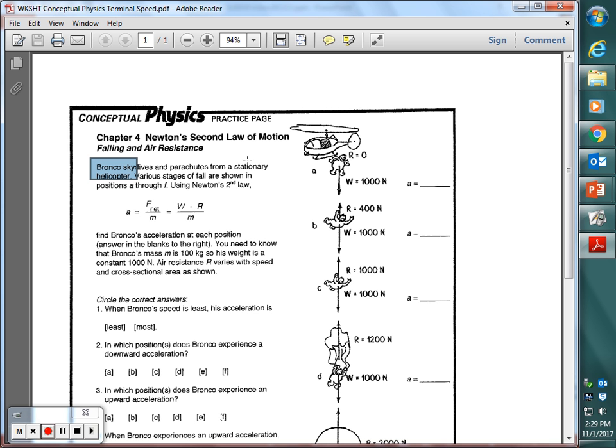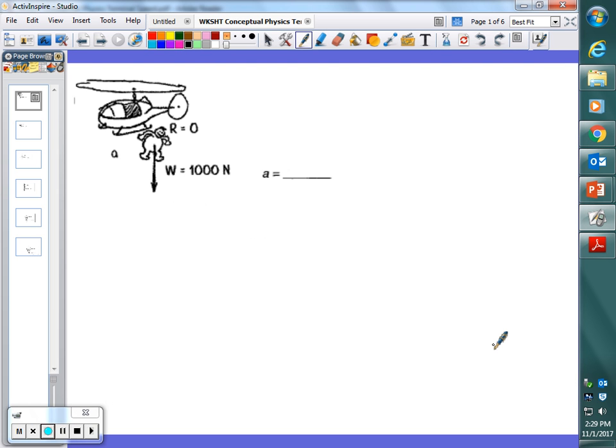Something we're going to need a little bit later on to help us: Bronco's mass is 100 kilograms. We're going to need that a little bit later on. So let's talk about this situation right here, the very first picture that shows up.